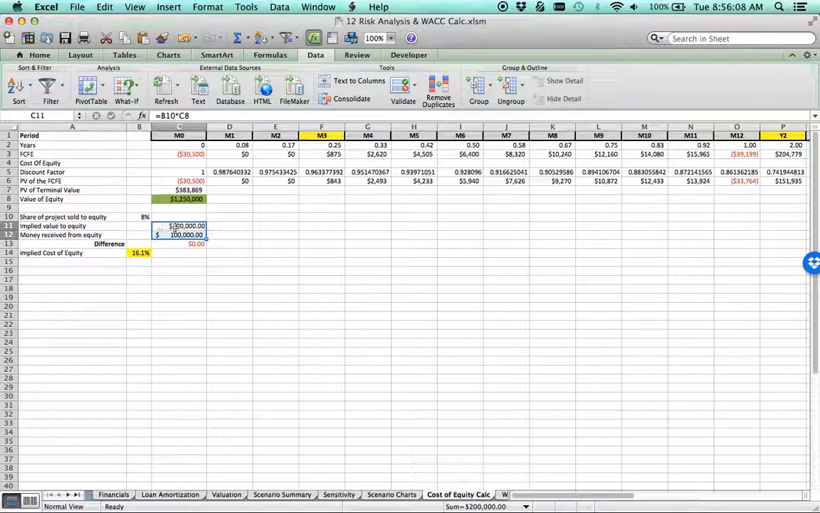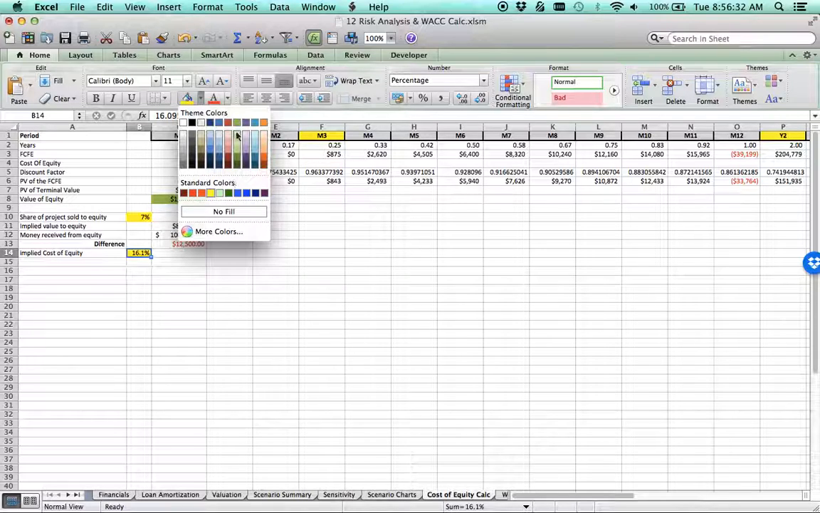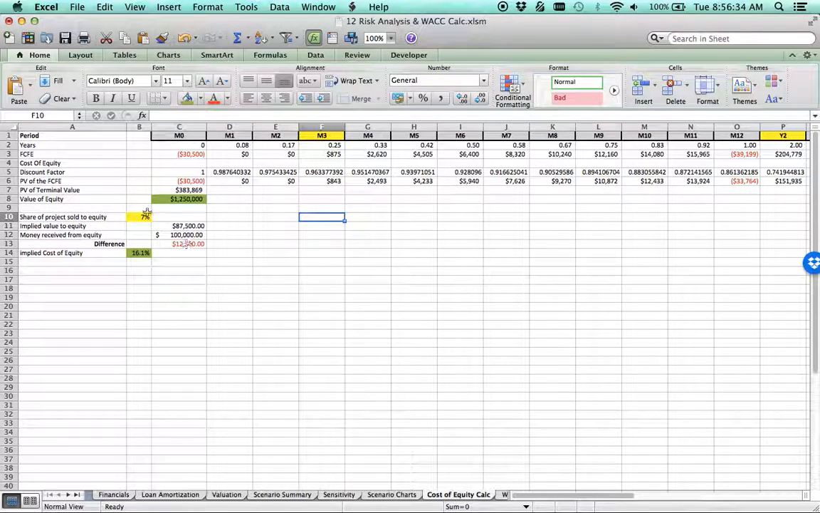And so again, we'll cover that more in class, in the theoretical discussions. But the idea here is that you're saying, okay, let's say that I wanted to give them a 7% share. I would change this to 7%, and I'll go ahead and highlight that as a change for you. And maybe we'll highlight that so you know that's the output, right? And so you can see at 7%, the implied value to equity is less than the money received, and so you've got to go solve this to get them equal.